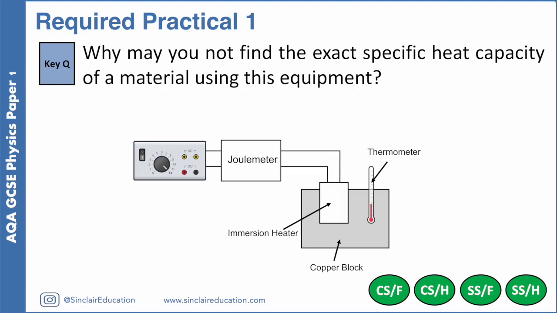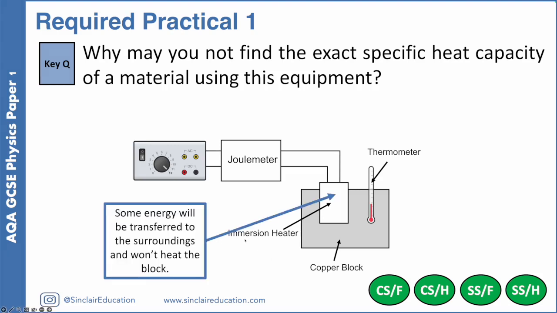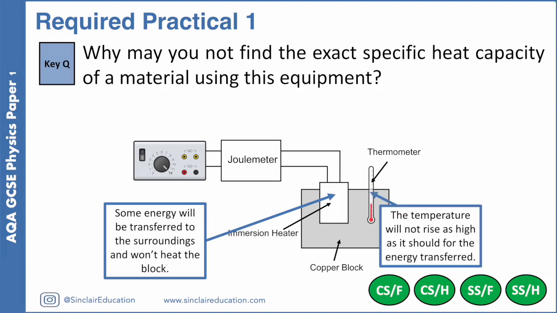And there's a common little thing around this, it's the idea that we are unlikely to have all of the energy that's gone into this actually used to heat the block. And so when we do this experiment, more energy normally appears to have gone into this than actually was used. So we are using a higher value for energy than actually was used. With this, you might be asked to give some sensible suggestions for how you could reduce this heat loss.